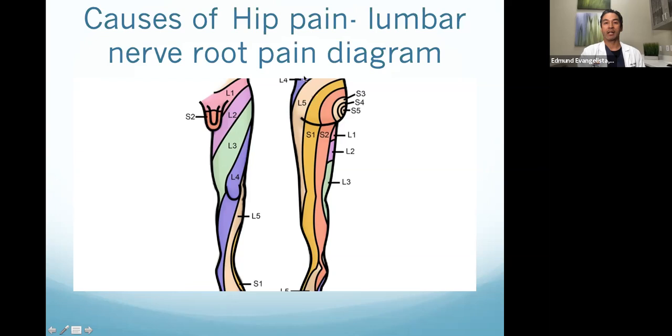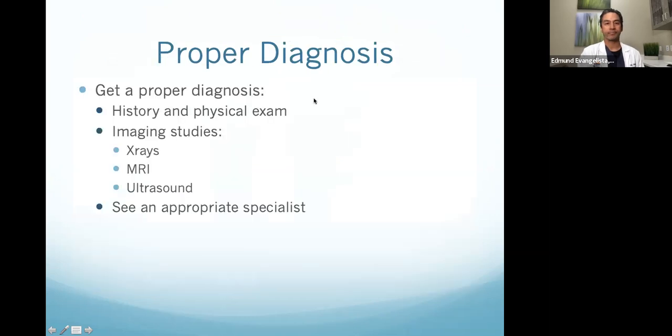If you have a pinched L4 nerve root, it can cause pain into the outer hip, down to the front of the knee and inner lower leg. And then an L5 or S1 pinched nerve can cause pain to the back of the hip or buttock area and down the back of the leg. So you can see there's many different causes of hip pain.